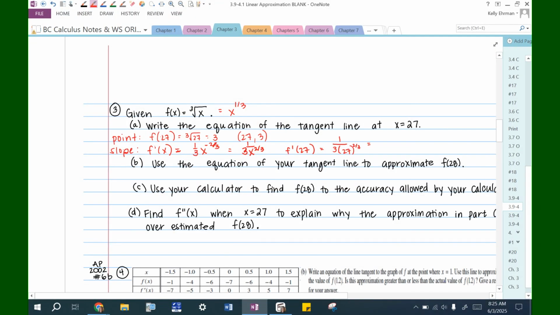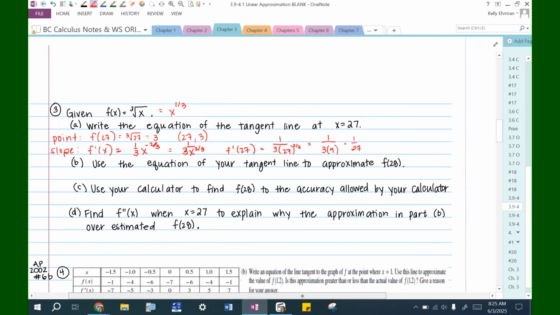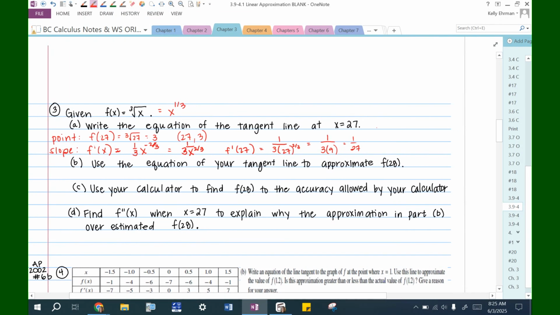Now, with rational exponents, it's best to cube root first and then square. So root first, then exponent. This is 1 over 3 times 3 squared, which is 9, so 1 over 27. And then remember, after you do all of that work, remember to actually write the equation. So the equation in point slope form is y minus 3 equals 1/27 times x minus 27.